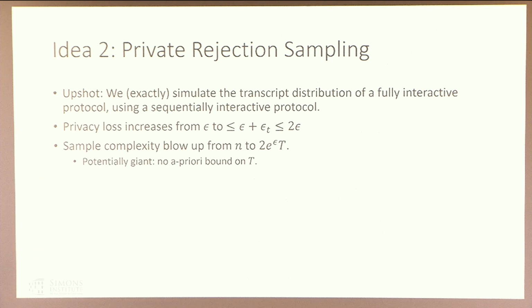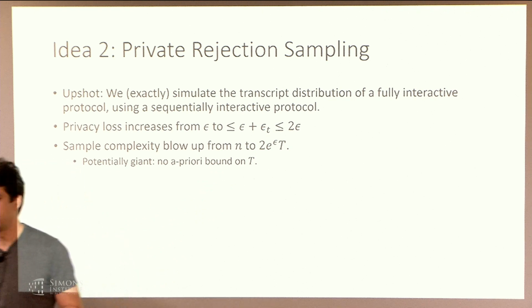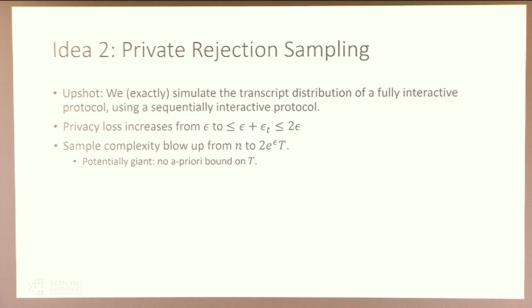Okay. The big problem is that the sample complexity has been blown up, because now there are t rounds to this protocol. T could be very big, and I'm asking each local randomizer a new person, whereas the fully interactive protocol was asking each person on average t over n questions.